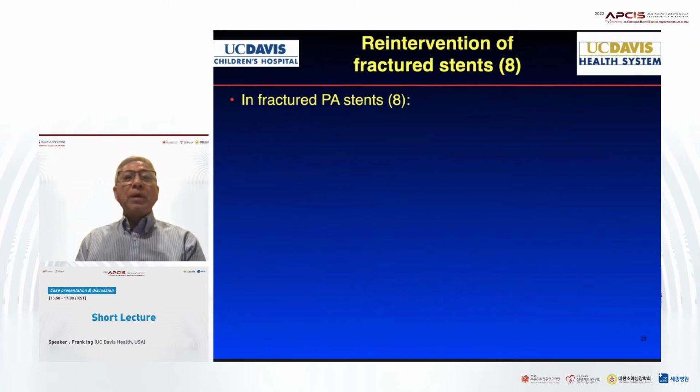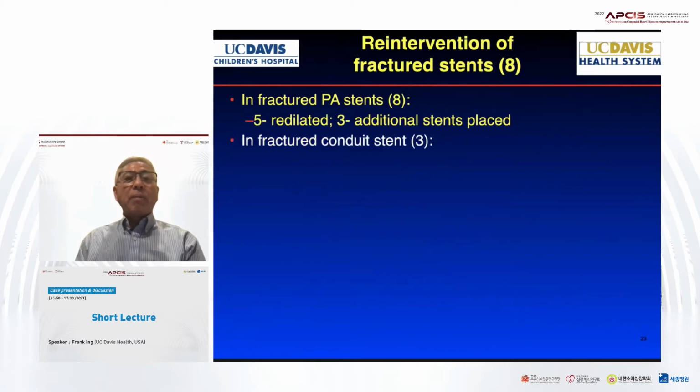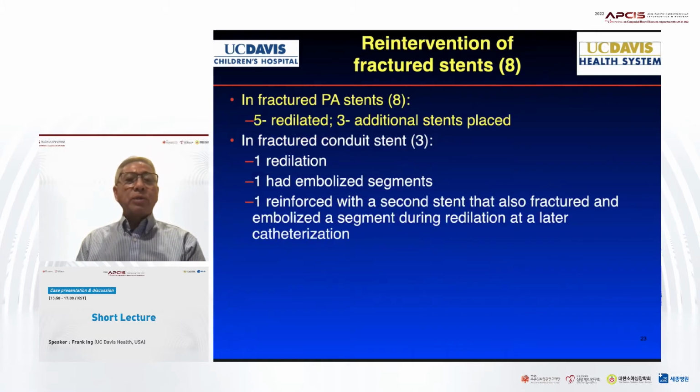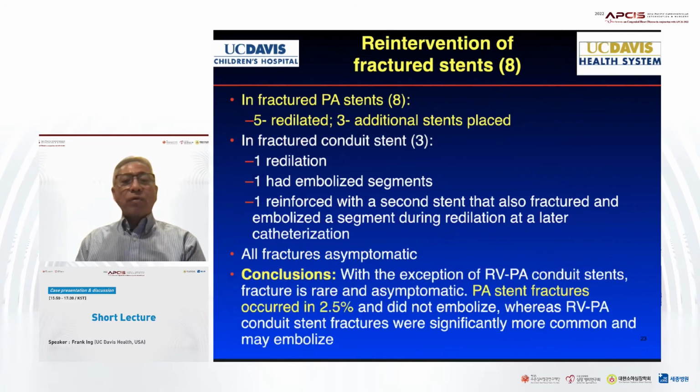So among the fractured stents, basically 5 were redilated, and then additional stents were placed in 3 of these. I'm not going to talk about the conduits right now. And then basically all the fractures were asymptomatic. And so the conclusion is that while the RV to PA conduit stents can fracture more frequently, it is relatively rare in pulmonary arteries, about 2.5%. Most of these do not embolize, and therefore remain patent.